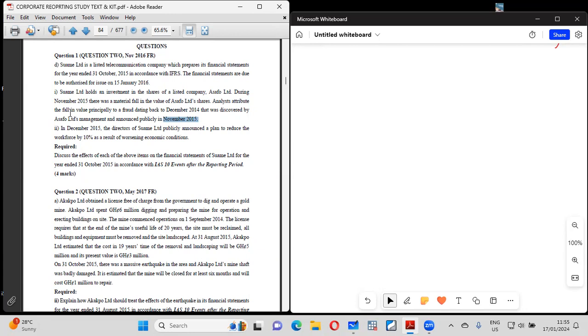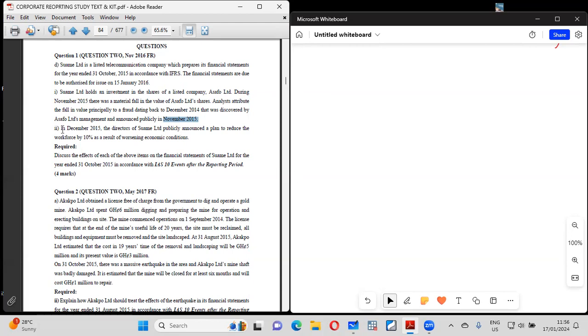If there is fraud that has been discovered after the reporting date, then that one is an adjusting event. But this one is the fall in value of the shares. They are just trying to tie it up to the fraud, but it's still a non-adjusting event.